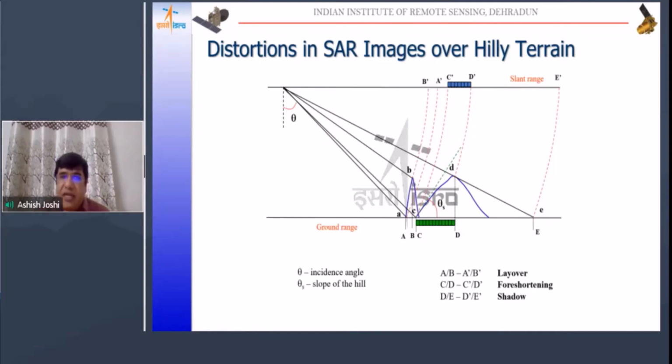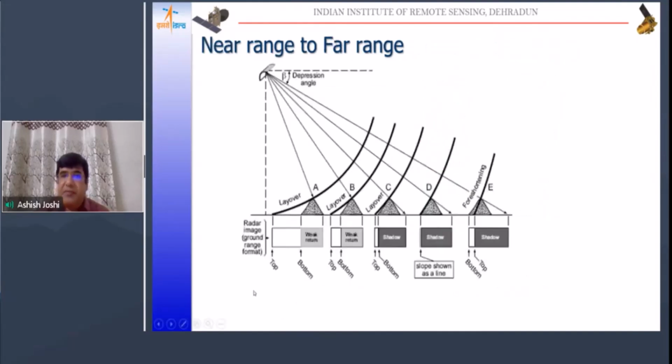How will layover and shadow behave as we go from near range to far range? The layover will be higher at low look angles, that is, towards the near range. As we go towards the far range, the layover will decrease, and in the far range the foreshortening will happen. We can see the top and bottom: the top will be returned first, and then the bottom, of any mountain. So there is a reversal of that mountain.